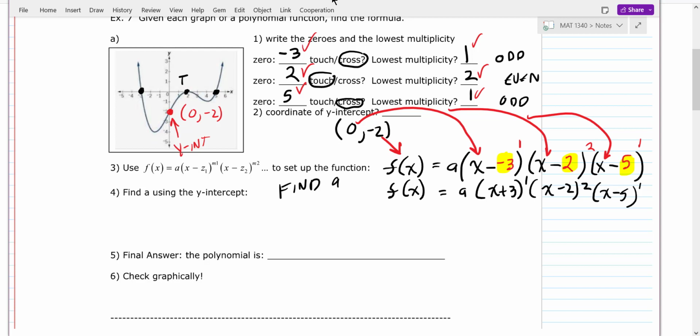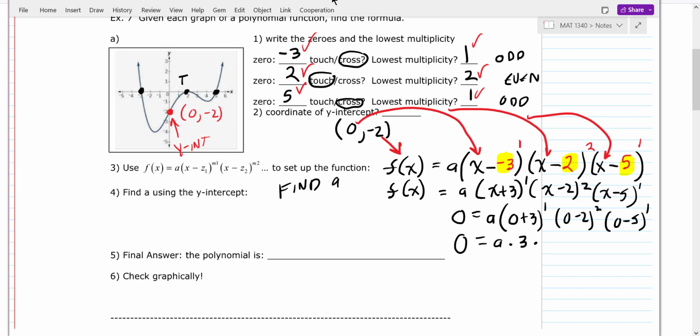It really will. So we'll have 0 for f of x equals a times 0 plus 3 to the first, times 0 minus 2 to the second, times 0 minus 5 to the first, like that. Your job is to figure out what a is by plugging the y-intercept in. Okay, so let's finish that. We'll have 0 equals a. We got 3 to the first is 3. You can do that in your head.